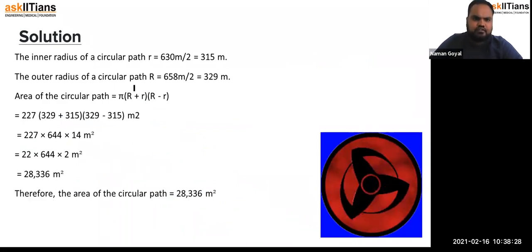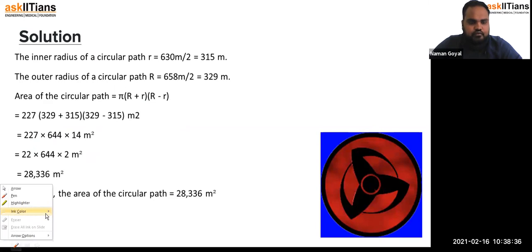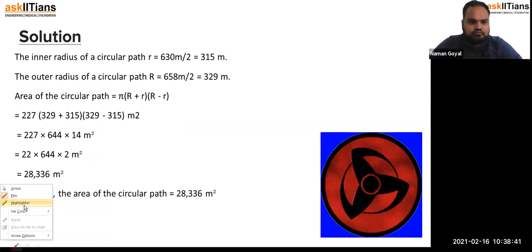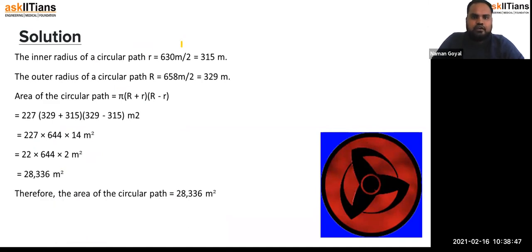I'm going to teach this method also. If you see, I used the black highlighter and it disappeared our main thing. Okay, now see. Inner radius is this quantity, 315. Outer radius is 329. Now the formula is pi into (capital R plus small r) into (capital R minus small r). So which will be 22 by 7 into (329 plus 315) into (329 minus 315) meter square.